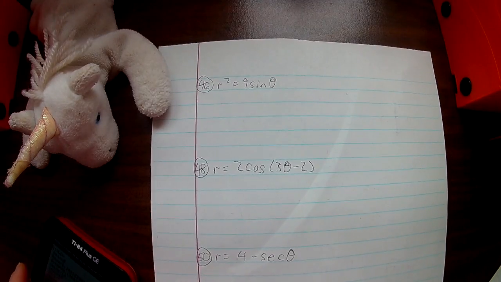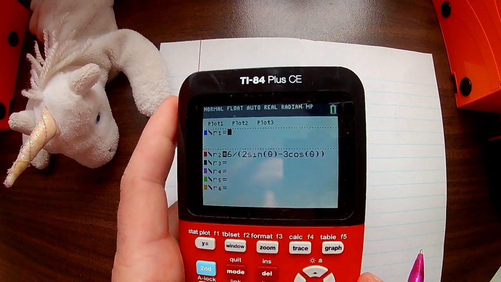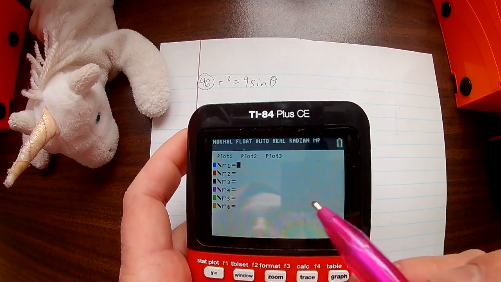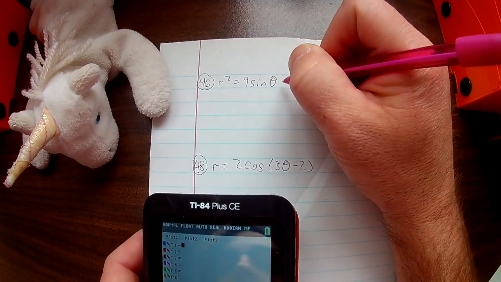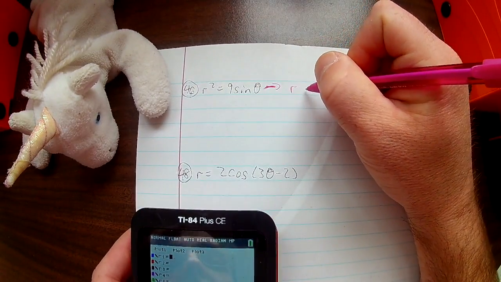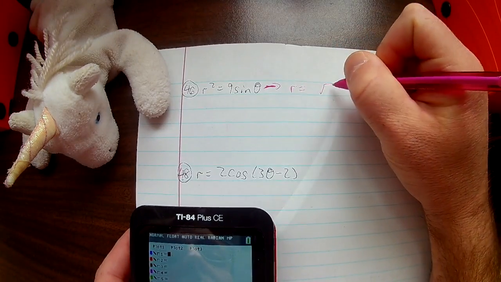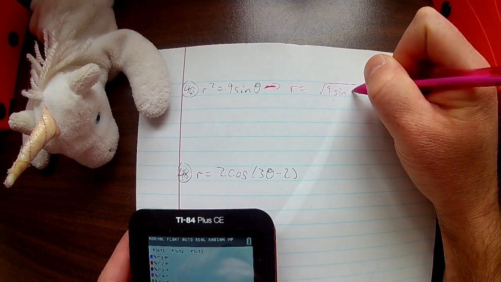Yikes! 46. Looking at 46, I see I've got an r squared. Looking back at r1 and r2, I cannot plug in r squared because r is my dependent variable. Therefore, I need to solve this for r. Real quick solving is just take the square root of both sides. So I've got r equals the square root of 9 sine theta.